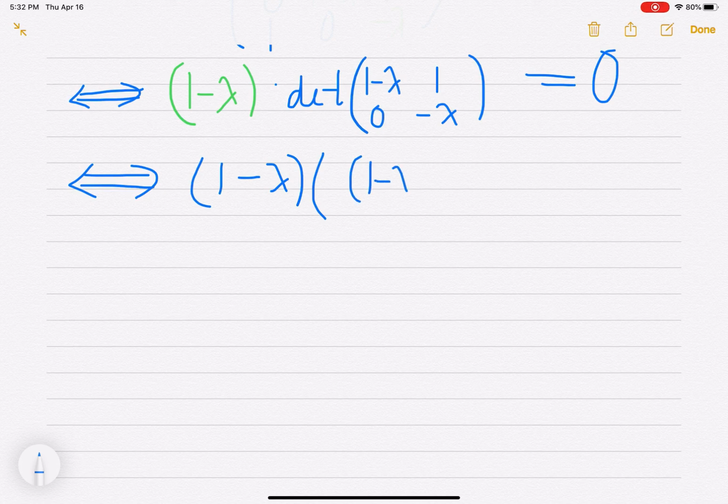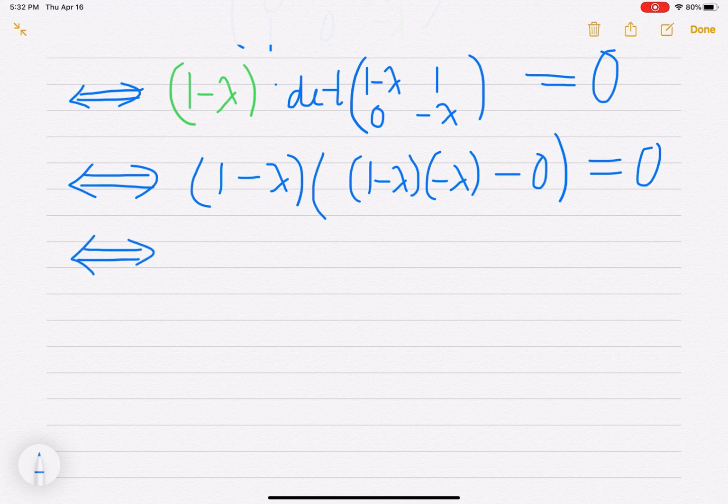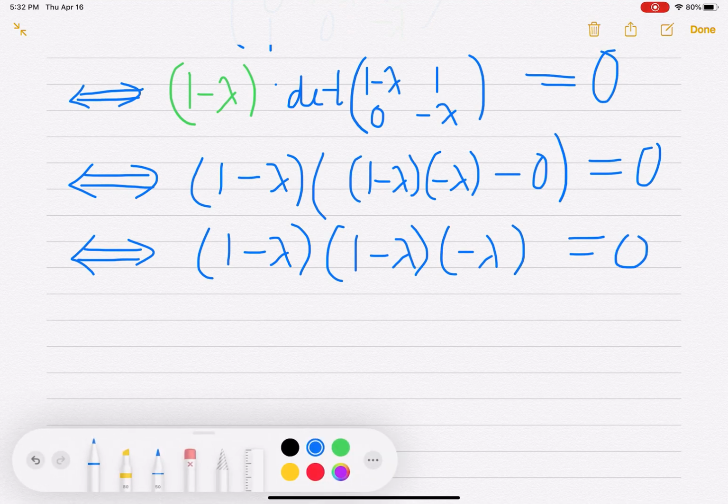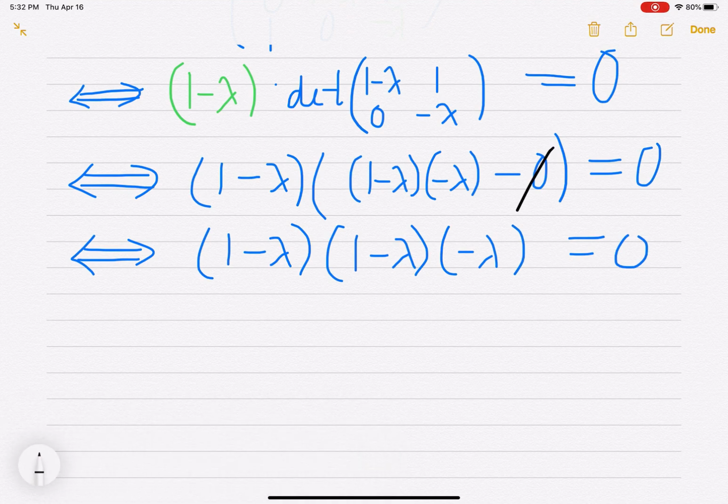1 minus lambda times negative lambda minus, and then you multiply up the descending. 0 times 1 is 0. And all that's equal to 0. So if you write this out, this is equivalent to 1 minus lambda, 1 minus lambda, negative lambda, all equal to 0. Basically that 0 doesn't matter right there.